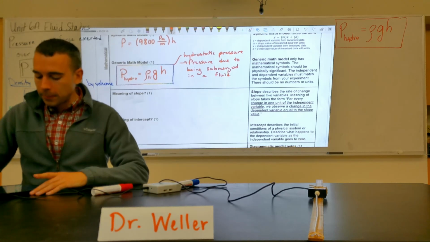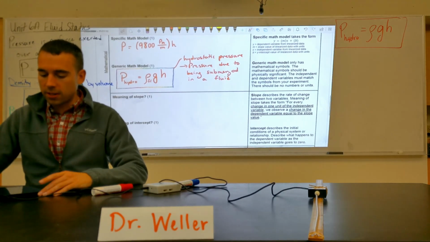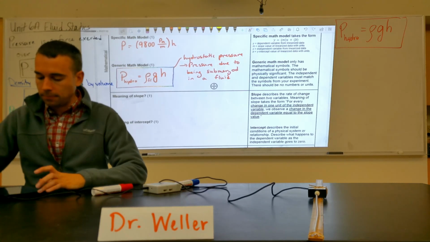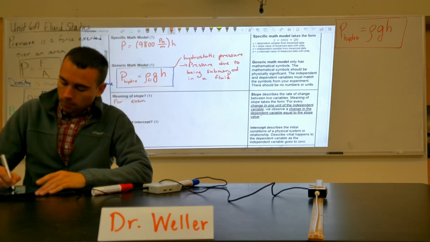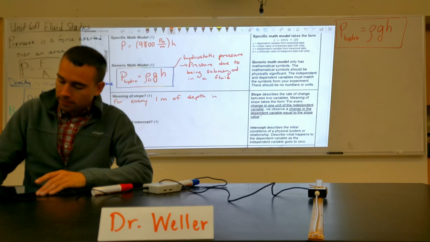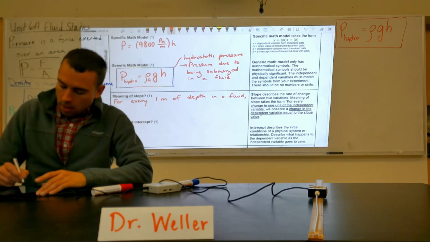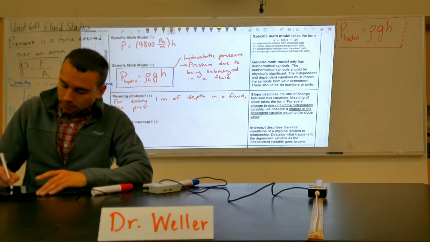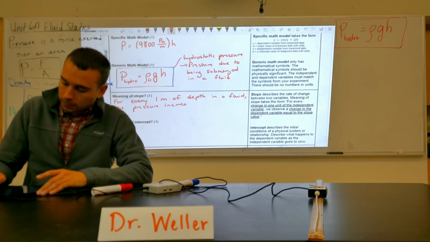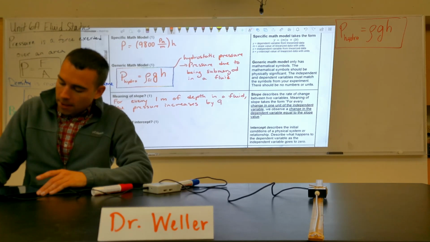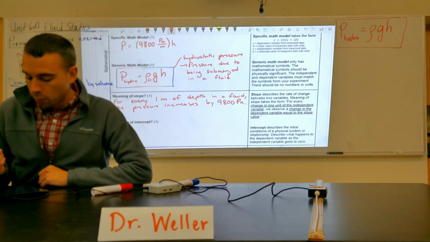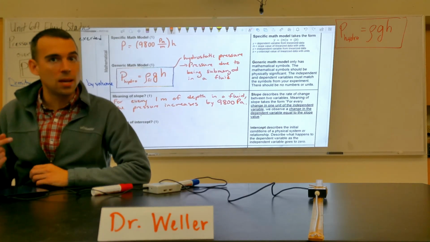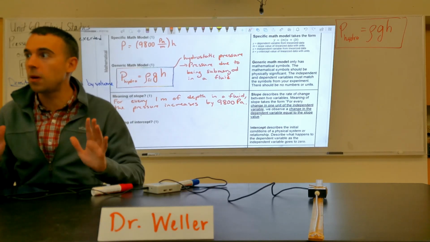So let's continue on. Meaning of the slope, I'm just going to keep my slope there because this is actually a very useful way to write the slope. We can say for every 1 meter of depth in a fluid, the pressure increases by, mine was 9,800 pascals, but that's because I idealized my numbers. If our slope is based on rho times g, it should be about 1,000 times 9.8. It should be about 9,800.